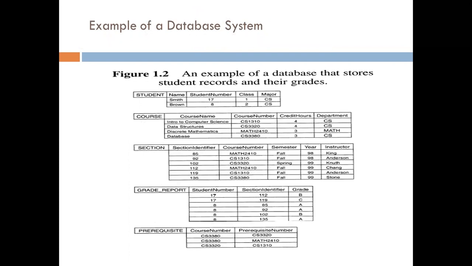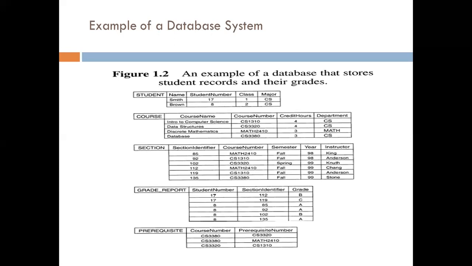Let us look at a simple example. Student: two students are present. The information being captured is name, student number, class, major. Here student number may be equivalent to our USN concept. Class may be semester, major means branch. Course, again: course name, course number, similar to the subject name, subject code, number of hours, and the teaching department, where it belongs. That information is stored.